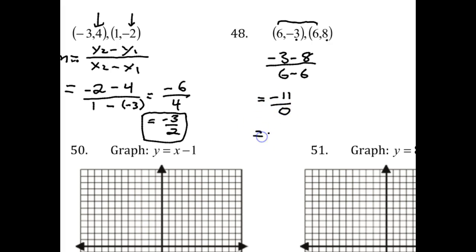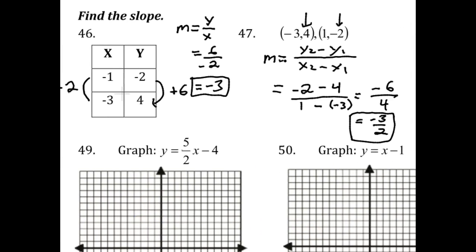Now, if you can't remember what that equals, try to do a little sketch of the graph. So 6, negative 3 would be right here, and 6, 8 would be up here. So you can see we're talking about a vertical line. And if you can remember that vertical lines are undefined, you can put together that, yeah, when there's a 0 underneath, it's an undefined slope. Undefined. If the 0 was on top, then it would have been equal to 0.